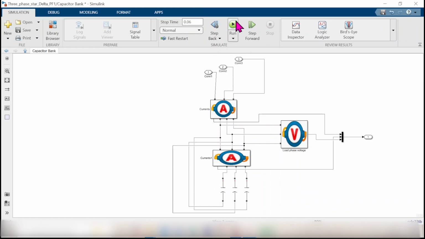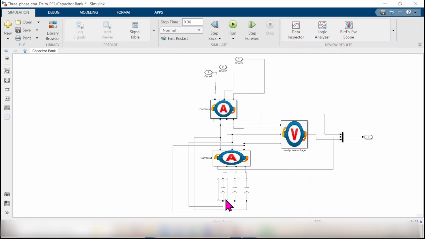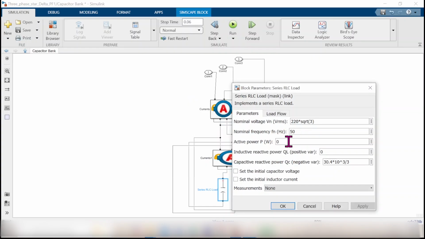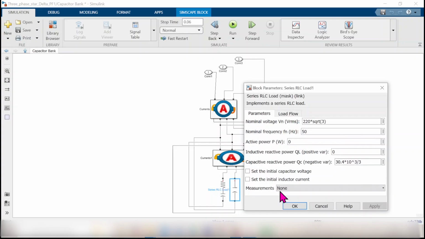Let us run and see what will happen. We have an error: the voltage source block, source voltage 220 volt, 50 Hertz, cannot be connected in parallel with the capacitive element. So how are we going to solve a problem like this one? We cannot put a pure capacitor here. So I'm going to click on that one, and rather than put the active power at 0, I'm going to put something like 1 watt, as if we have an RC circuit, and this will be the internal resistance of the capacitor. I'm going to do the same for the other one, so that one will be 1 watt. The same for the third phase.